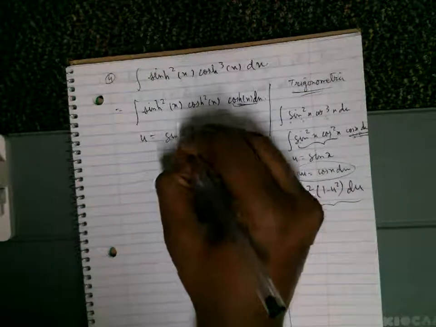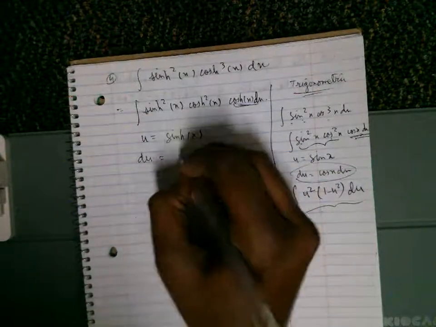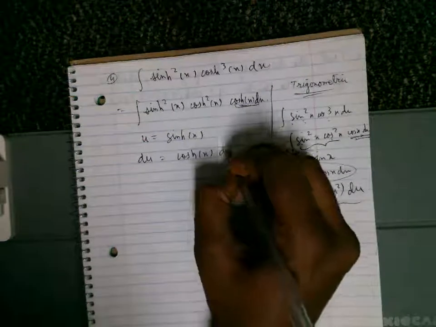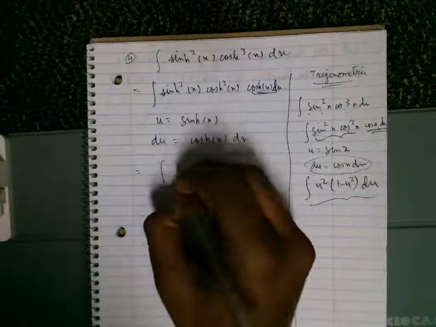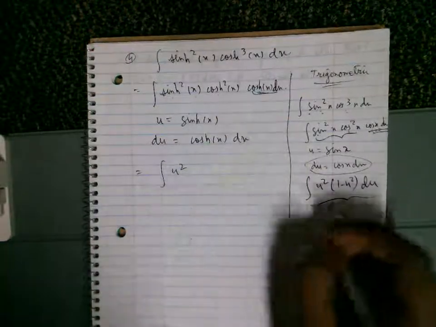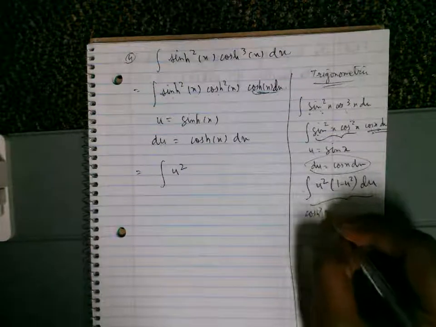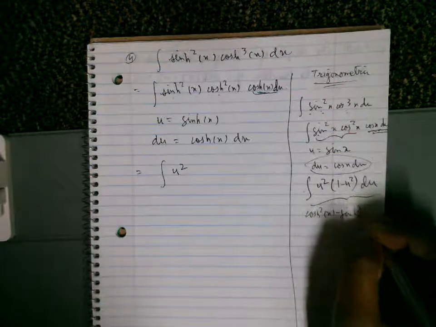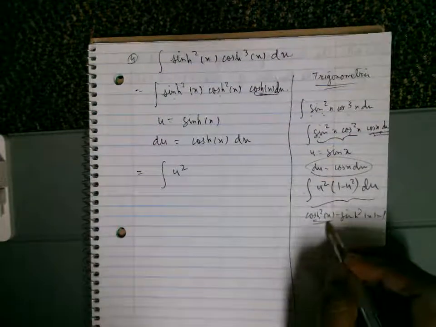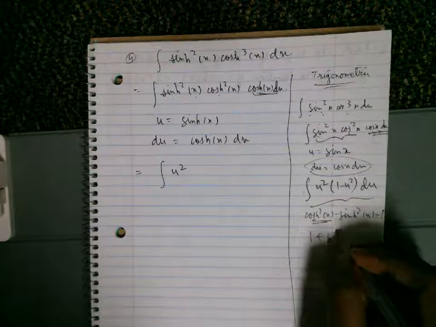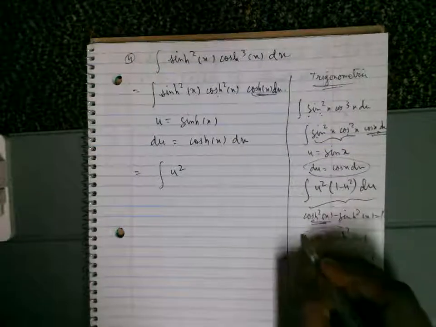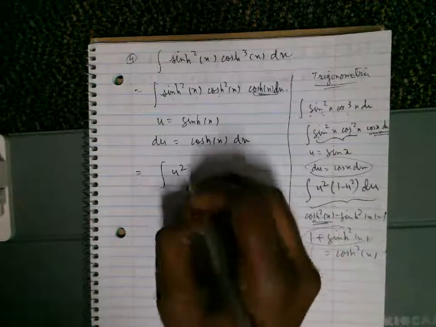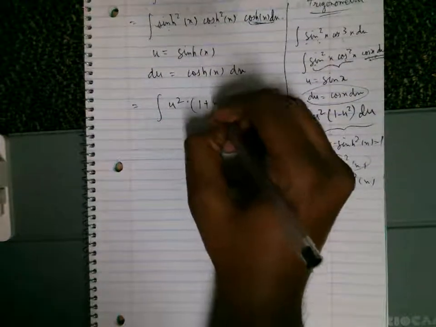So we'll use u equals sinh of x, so that when we differentiate, this becomes cosh of x dx. So sinh squared becomes u squared. Here the formula is different, because cosh squared x minus sinh squared x is equal to 1. So instead of cosh squared x, we'll use 1 plus sinh squared x equal to cosh squared x. So that means this function is 1 plus u squared.